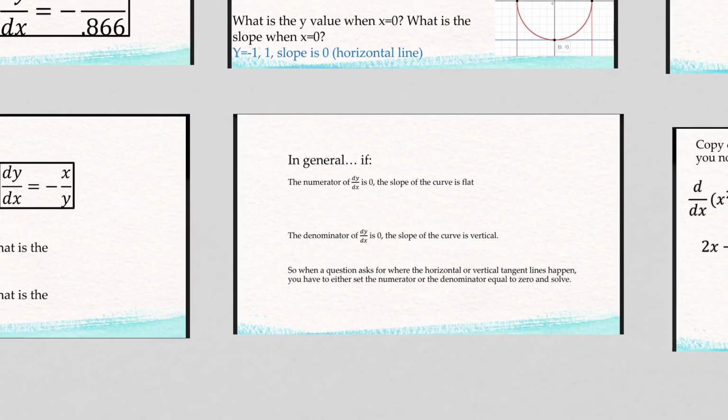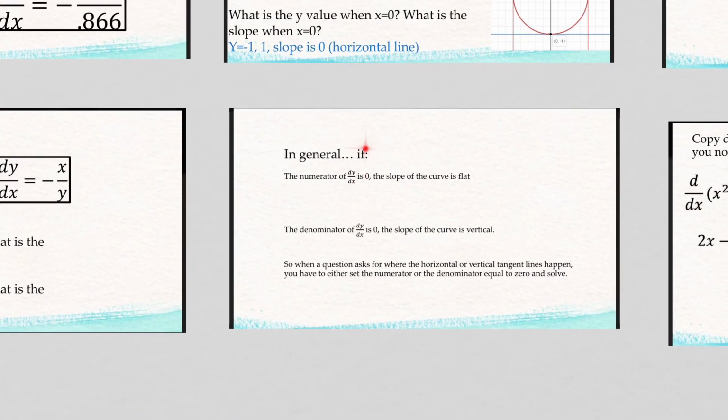In general, if the numerator of dy dx is 0, you have a slope of 0, so we have a flat curve. If the denominator is 0, well, that's an undefined slope, so that must be a vertical slope, an infinite slope. So when a question asks whether you have a horizontal or vertical tangent line, you have to set either the numerator or denominator equal to 0 based on which one it is. Again, numerator 0, horizontal; denominator 0, vertical.